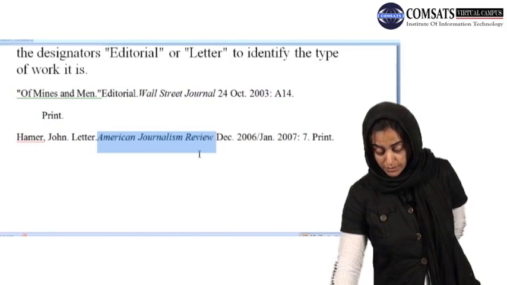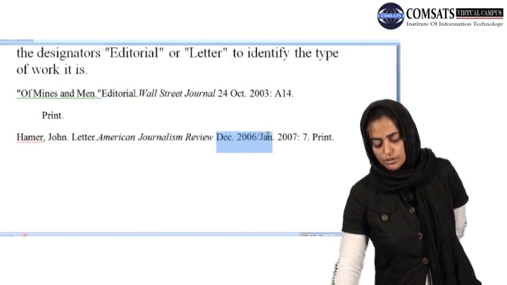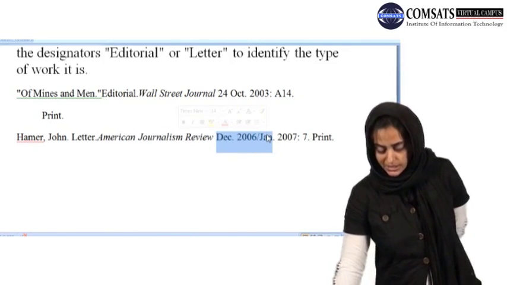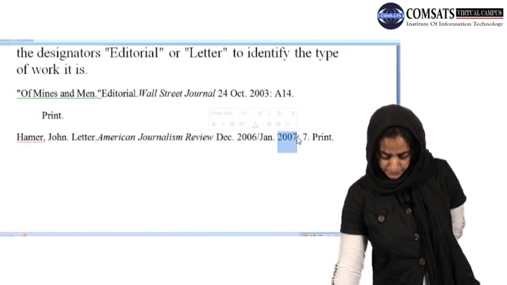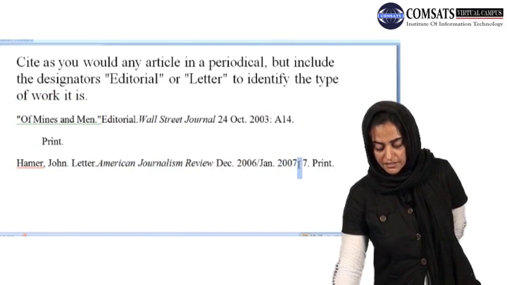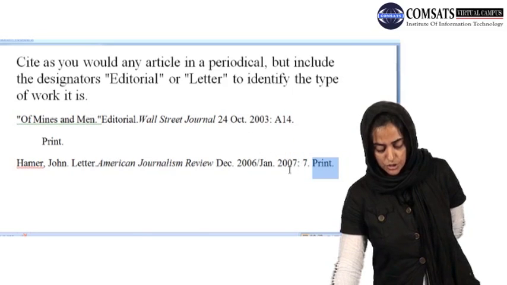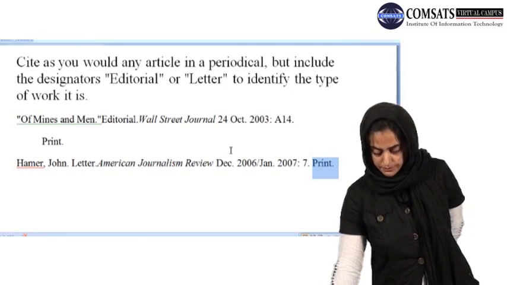Then the date of publication on which the newspaper or the journal was published, December 2006 till January, then a period, 2007. After that, dear students, is a colon, then 7 is the page number, a period, and the medium of publication. So that means this is the journal or the magazine beginning from December 2006, moving on to January 2007.